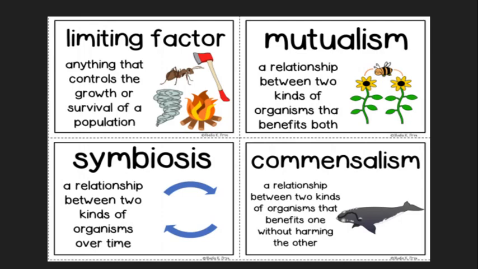A relationship between two kinds of organisms that benefits one without harming the other. So that means that there's two organisms in the relationship, but only one is really getting a benefit and the other one's not being harmed in the process.